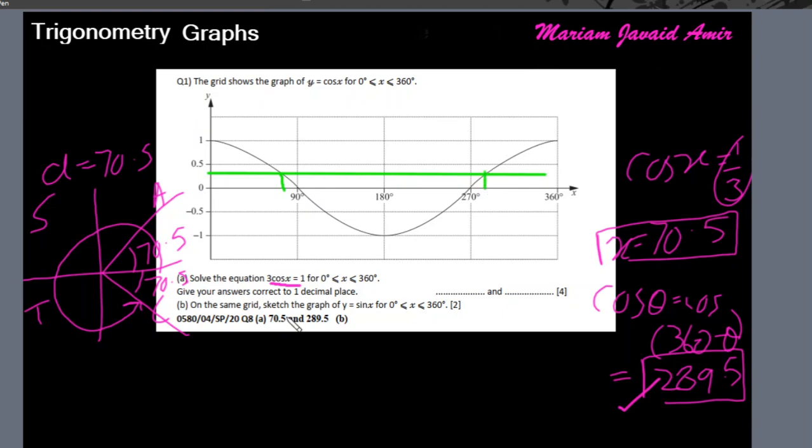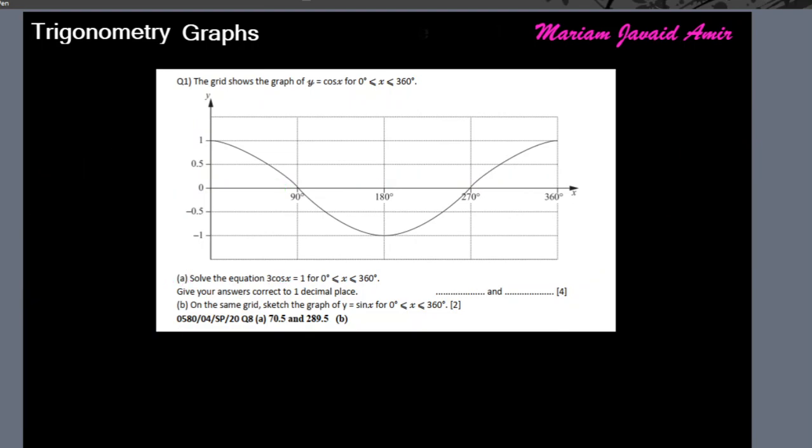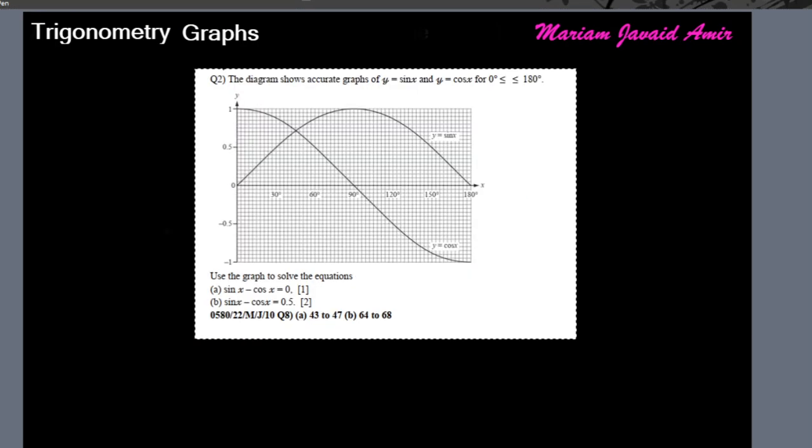Alright, so the next part is: on the same graph sketch the graph for sine x. So you'll enter sine 0 in your calculator, you'll get 0, then you'll enter sine 90, you'll get 1, and so on, and you'll get 0 here and minus 1 here and then 0 again, and then you'll join these points freehand using a smooth curve, showing a smooth curve.